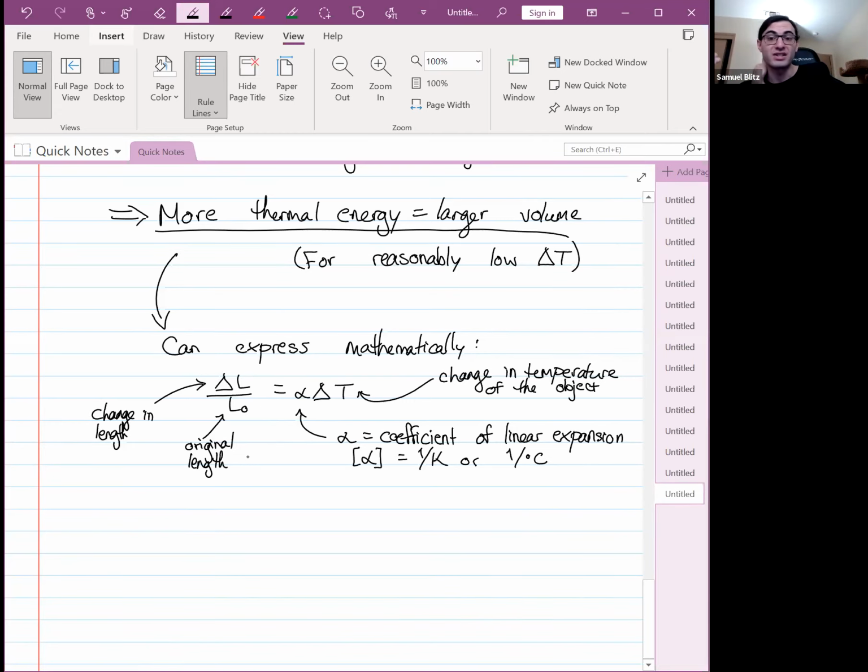So if the whole length is, say, 20 meters, then it will expand twice as much. The amount it will expand by will be twice as much compared to something that was only 10 meters long. So this change in temperature tells us how the ratio, or the relative size, changes. It tells us the percentage that an object expands by.